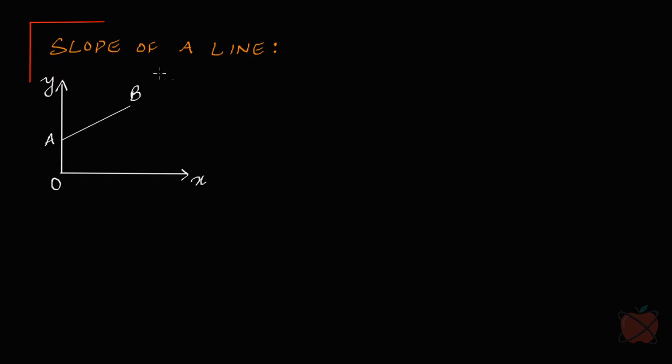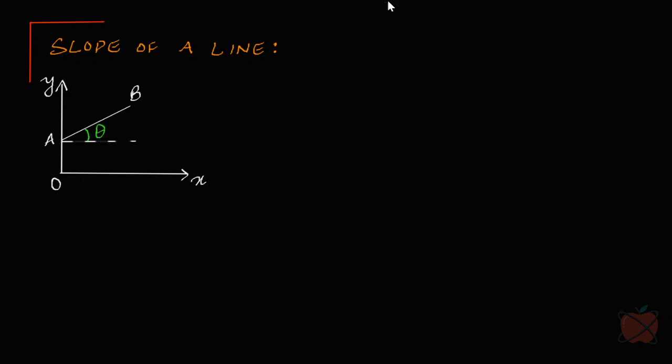The slope of this line AB is defined by the tangent of the angle that this line AB makes with the horizontal, or with the x-axis. So what we must do is, from this point we must draw a horizontal which is parallel to the x-axis. Let's say this is the horizontal, and it is making an angle theta with the horizontal.